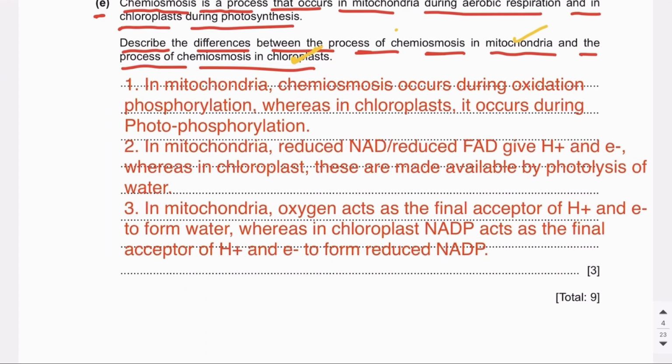There are other points as well that we discussed earlier that we can also write. So we are done with question number 2. We will now move on to question number 3.